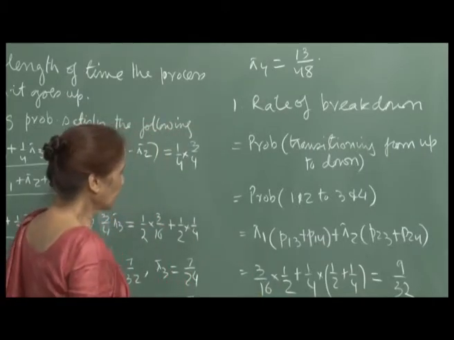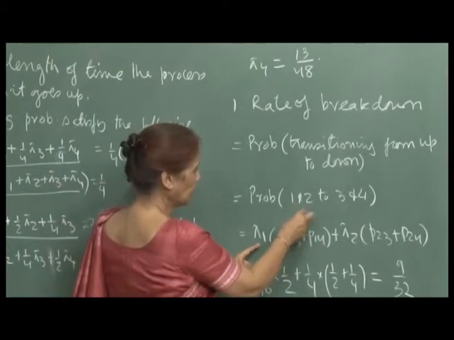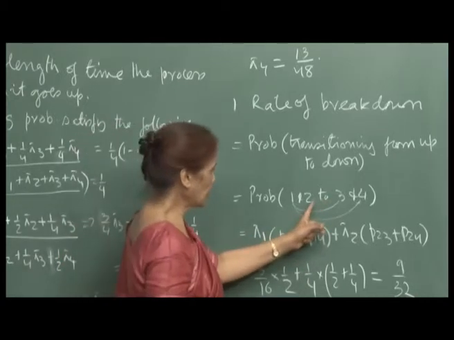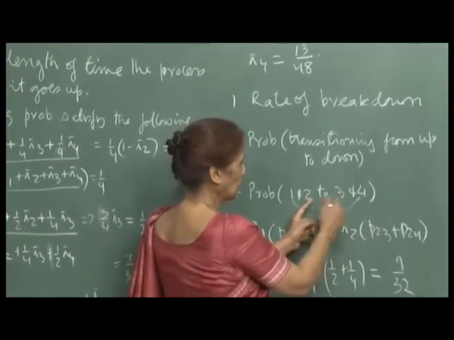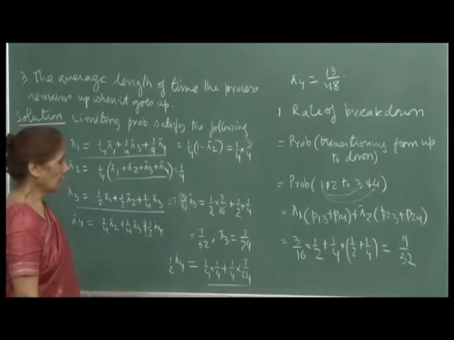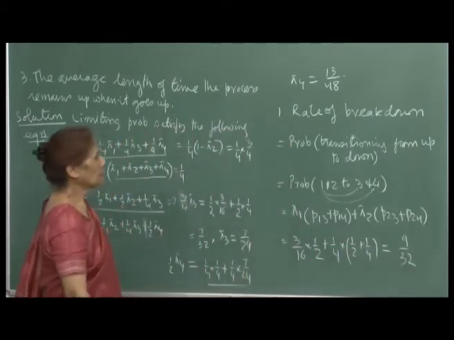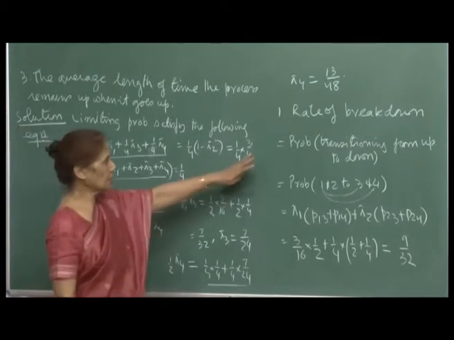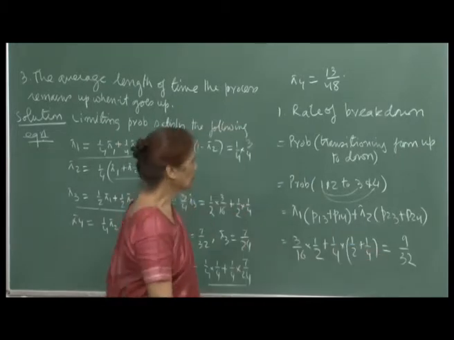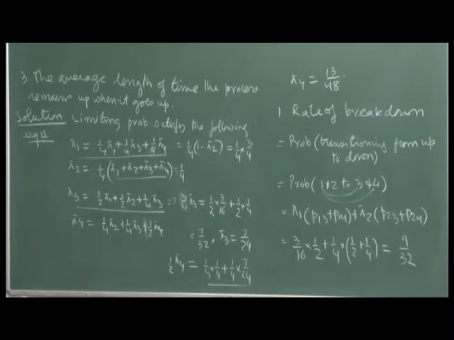So, that means if you are in state 1, the probability is for transition from 1 to 3 or 1 to 4. Okay. So, that is P 1 3 plus P 1 4, right. And if you are in state 2, then the transition from up to down is P 2 3 plus P 2 4. Okay. So, we have all these numbers, and the rate of breakdown will be 9 by 32, right, because any one breakdown or two breakdowns, whatever it is, means going from up to down. The probability is 9 by 32, and that is your rate of breakdown.